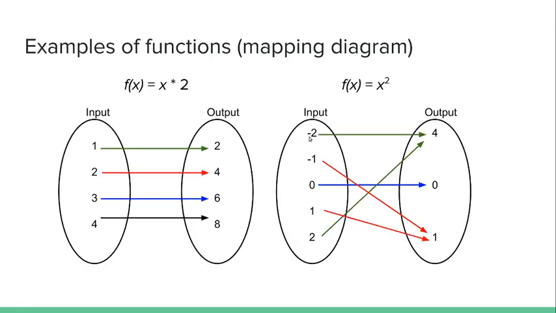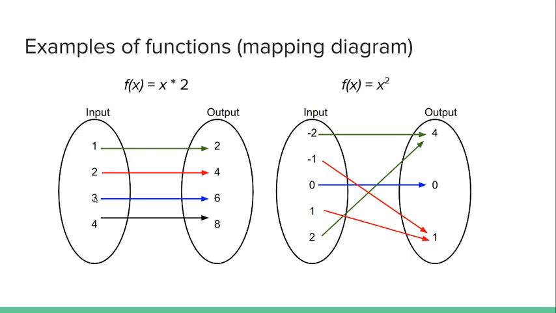Here are some examples of relations that are functions. So on the left we have f of x, this is just notation for a function definition, is x times 2. So in this case, no matter what x we plug in here, we're always going to get a single output. So 1 times 2 is 2. 1 times 2 is nothing else. 1 times 2 is always 2. 2 times 2 is always 4. It's never anything else.